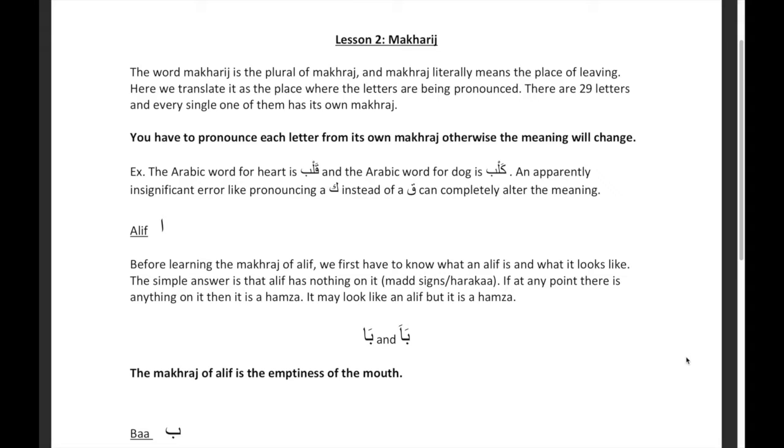However, because some letters are very similar and the difference of the makharij is so small, they have been grouped together. Just to illustrate the importance of pronouncing each letter from its own makharij, here's a small example. The Arabic word for heart is qalb, and the Arabic word for dog is kalb. Now, this mistake seems very small and insignificant, however, it completely changes the meaning. You can see here, qalb means heart, and kalb means dog.